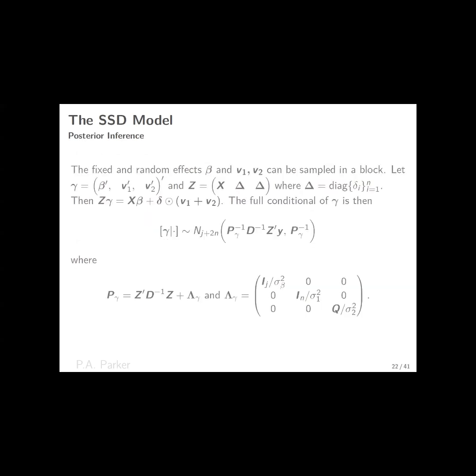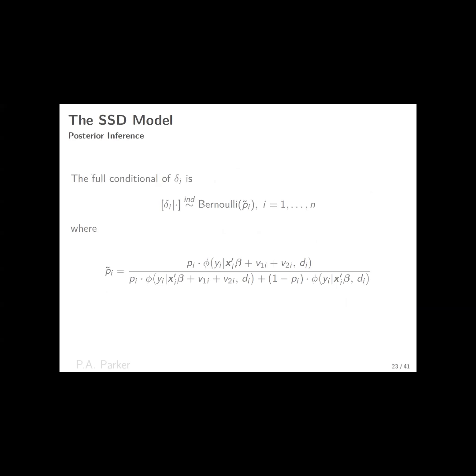And then for posterior inference, we were able to develop a Gibbs sampler. I don't want to dive too much into the details of this, but I'll highlight a couple important things. So first, we block our fixed and random effects. So we block beta, V1, and V2 together into this vector gamma. And this matrix Z is a block matrix with components X, and then delta and delta, where delta is a diagonal matrix of those inclusion indicators. And so then you can see that Z times gamma is the same as X beta plus our random effects, or the model that we wrote out earlier. And then our full conditional for gamma is multivariate normal, so we can draw from that.